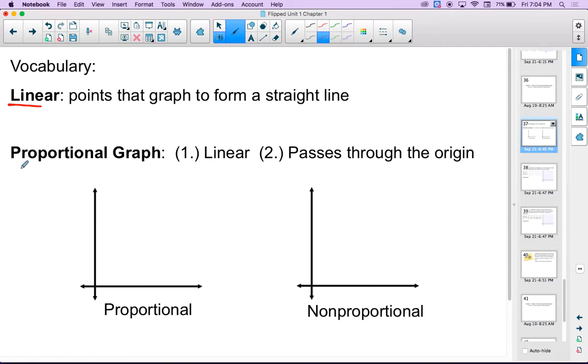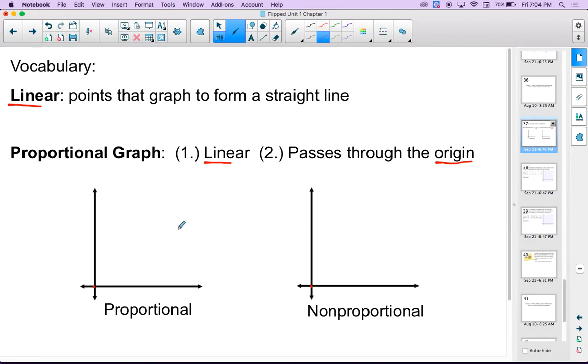Our next vocab word is the word proportional graph. This is what our whole lesson is about today. We talked about proportional relationships in lesson 1.4. A proportional graph is just a way to graph a relationship to see if it's proportional. So if we graph a relationship and it has these two qualities, then we can say that it is a proportional relationship or a proportional graph. So it has to be linear, which remember means it has to be a straight line, and it also has to pass through the origin. Remember, the origin is where our two axes intersect.